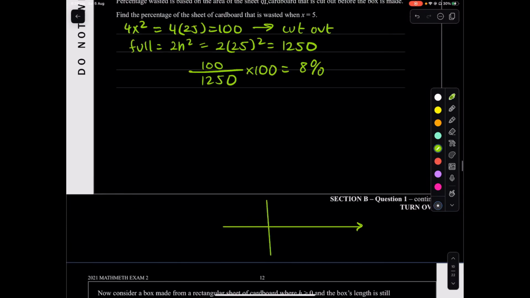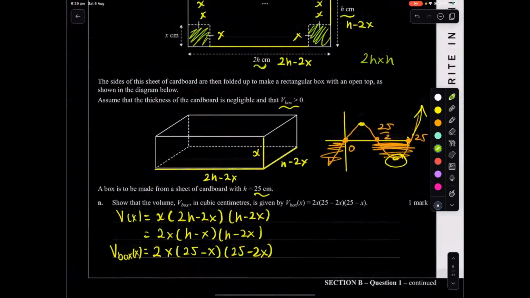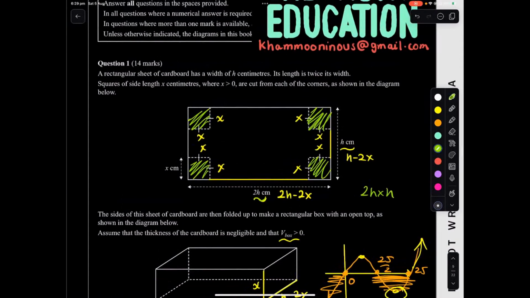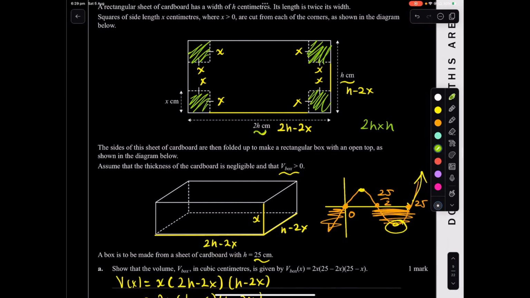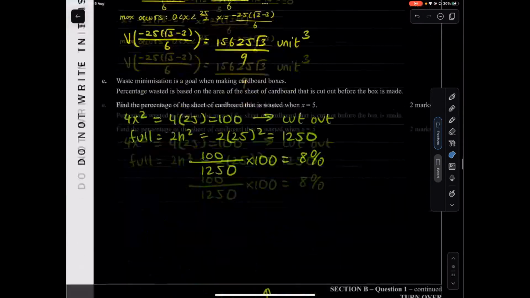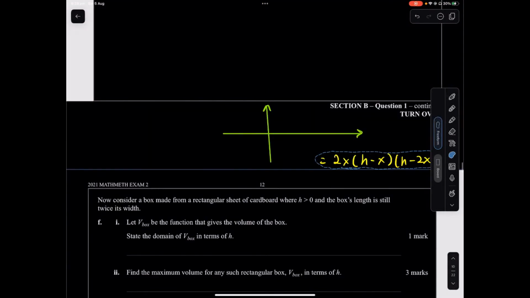So it would be V of x again. These all multiply, so it would pretty much be this equation over here. If you copy this equation over here, copy that, because that's when we haven't subbed in h.